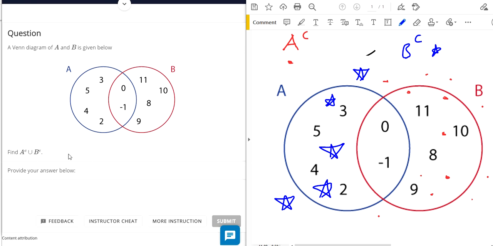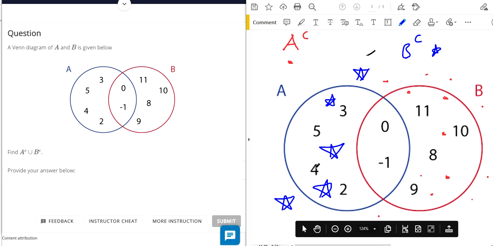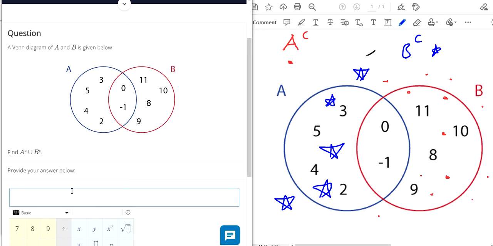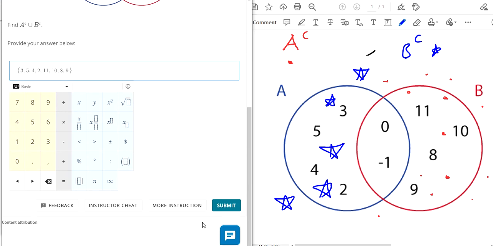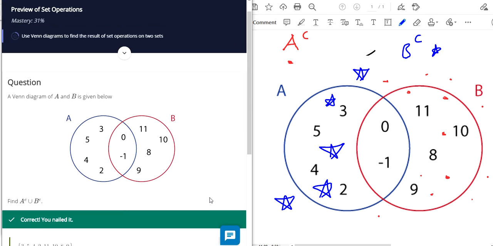This is union. So that means include all the blue stars, include all the B complement values, and include all the red dots, include the 11s over here. So starting with the blue stars, I've got a 3, a 5, a 4, and a 2 in that section. And then with the red dots, I've got an 11, a 10, an 8, and a 9. I think that's everything unless I missed something there.